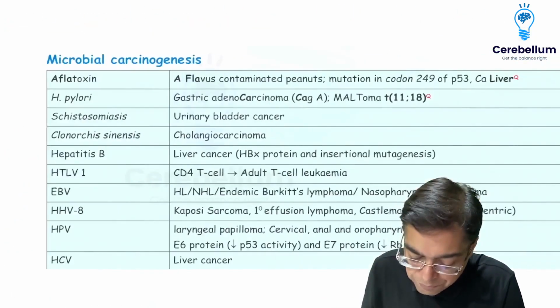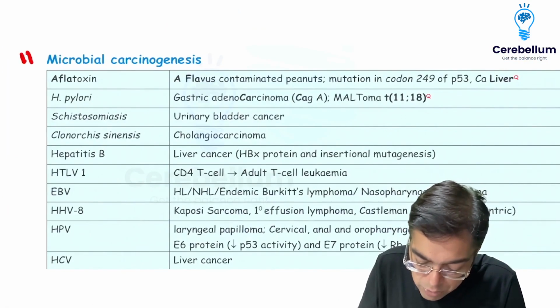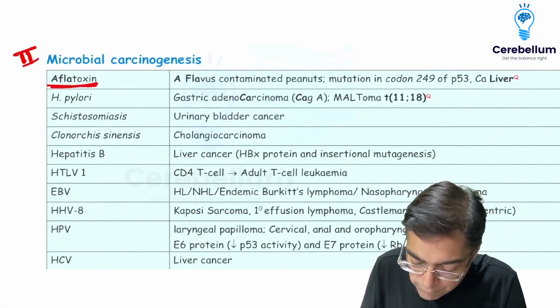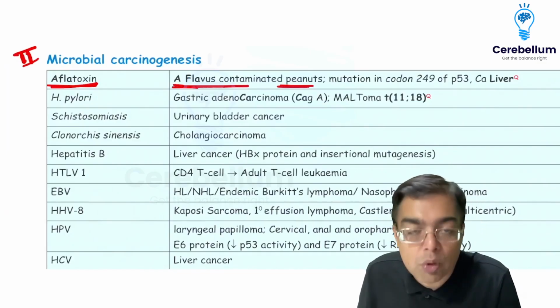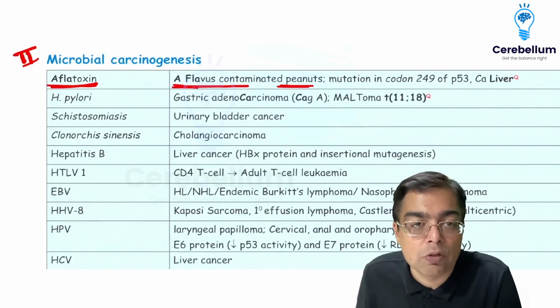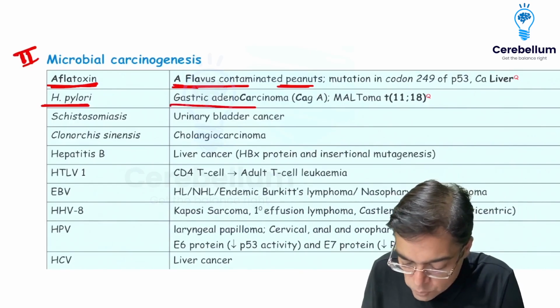Having said that, the second reason for development of a cancer can be because of microorganisms. When we talk about aflatoxin, that's what we discussed, Aspergillus flavus containing peanuts, and there is going to be a mutation in the P53 responsible for causing liver cancer. H. pylori can also be responsible for causing two types of cancers. One is gastric cancer and the second is MALT tumor.